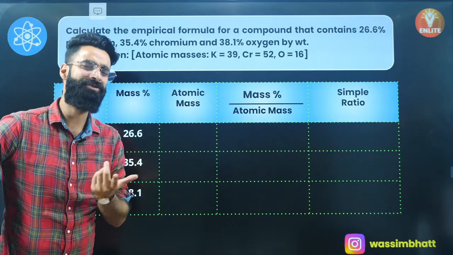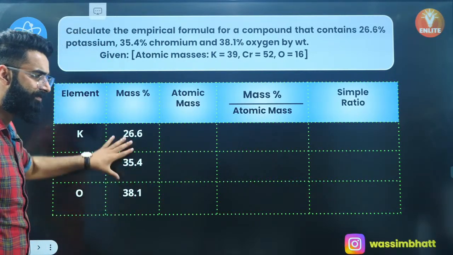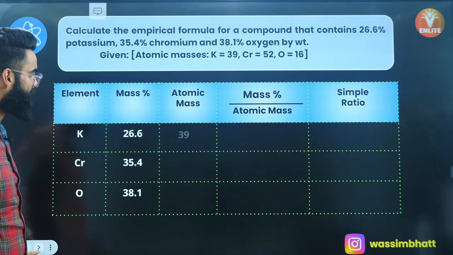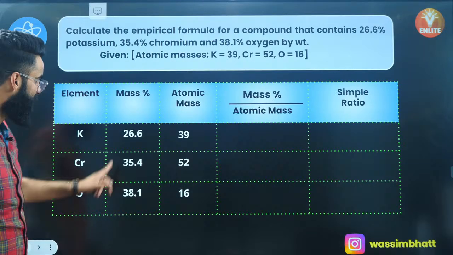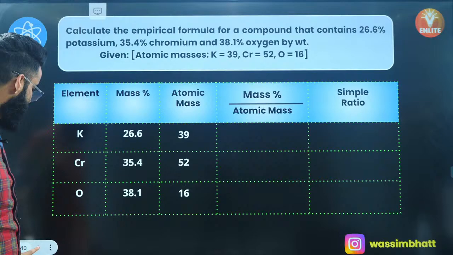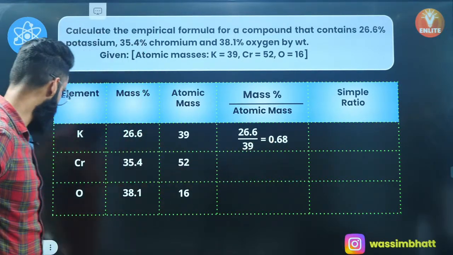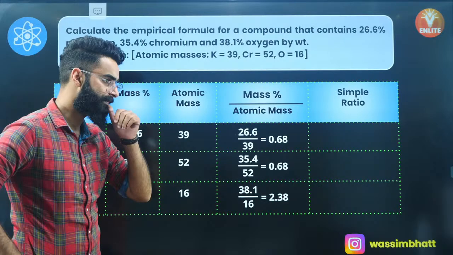There is a simple procedure which you need to follow. First, divide all these mass percentages by their respective atomic weights. Atomic weight of potassium, 39. Atomic weight of chromium, 52. Atomic weight of oxygen, 16. Divide these mass percentages by their respective atomic weights. You'll get the atomic ratio. This is what we call the atomic ratio of potassium, atomic ratio of chromium, atomic ratio of oxygen, right?